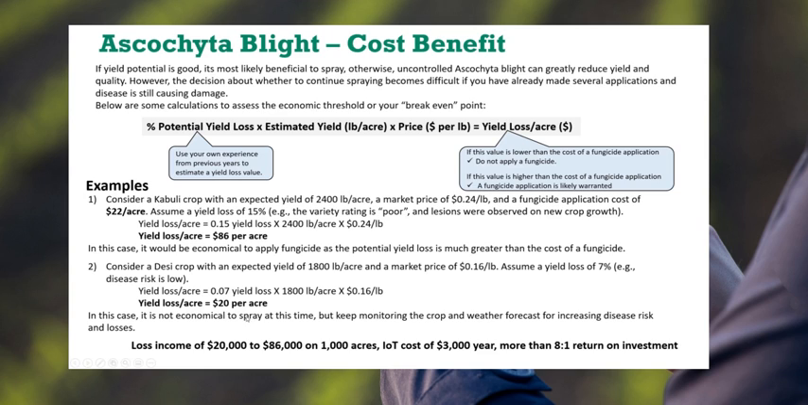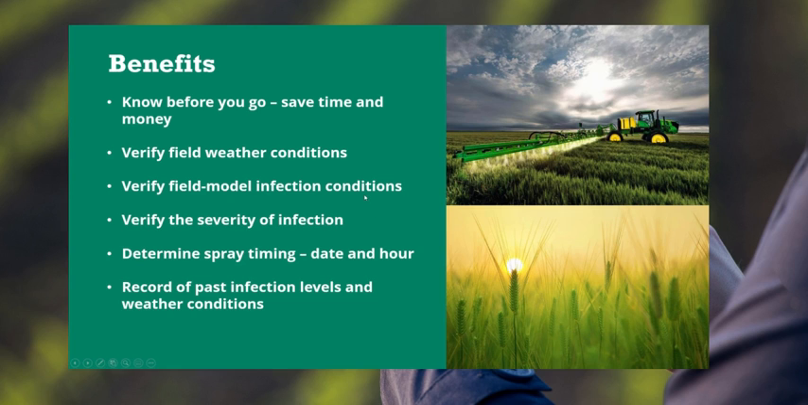So it's not economical. However, looking at it on a 1,000-acre crop, we're losing between $20,000 and $86,000 based on that yield loss. At a cost of $3,000 per year, your IoT system is going to let you know the conditions in your field and could potentially return up to 8 to 1 on your investment. So there is a good benefit here. You know before you go. You save time and money knowing your fields with your data.